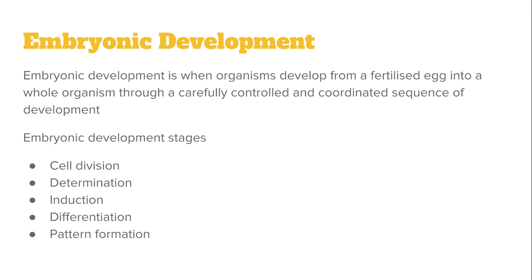So embryonic development is a term we use when we're talking about organisms that develop from a fertilized egg all the way through to their development into a whole organism. And this is controlled very carefully through sequences and stages. And in embryonic development, these stages are cell division, cell determination, induction, differentiation, and then pattern formation.